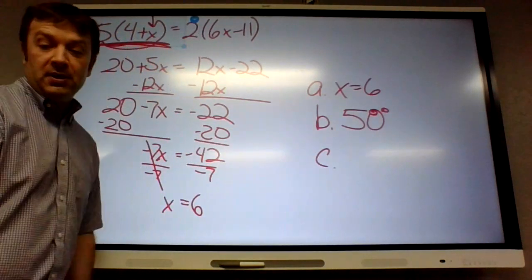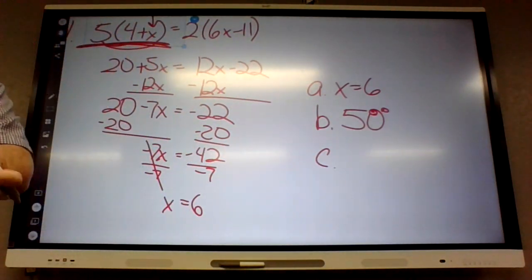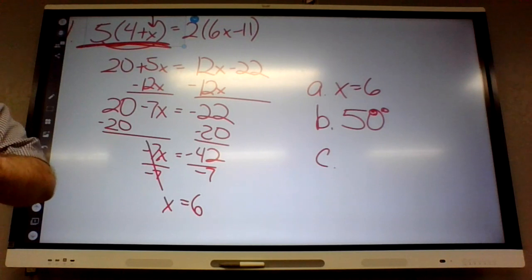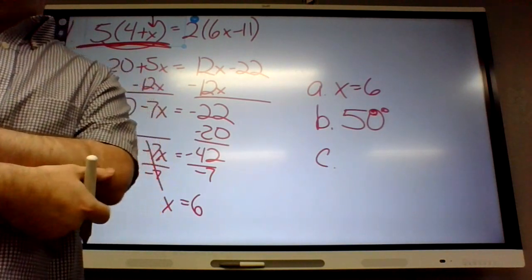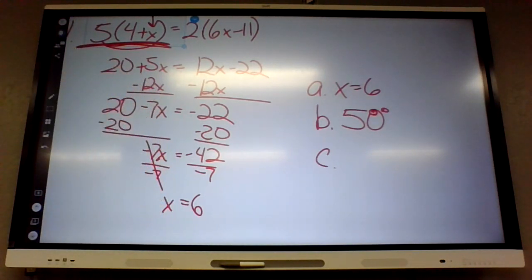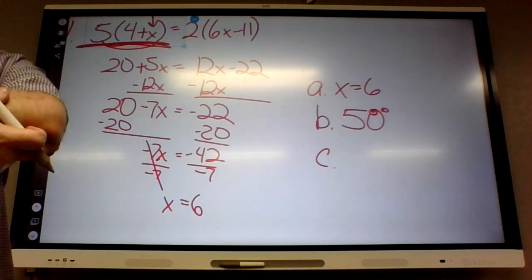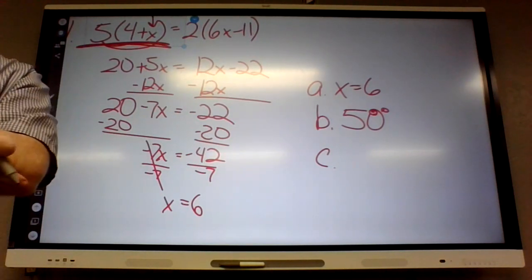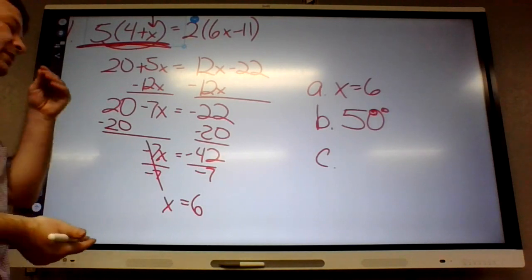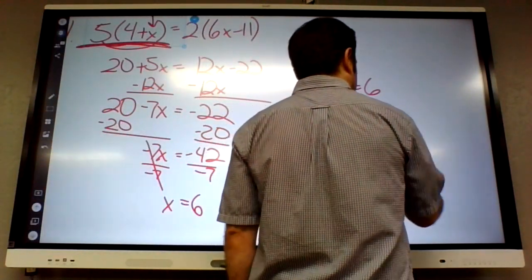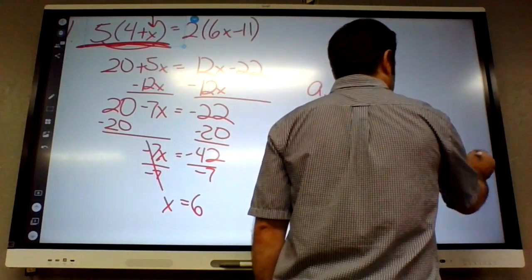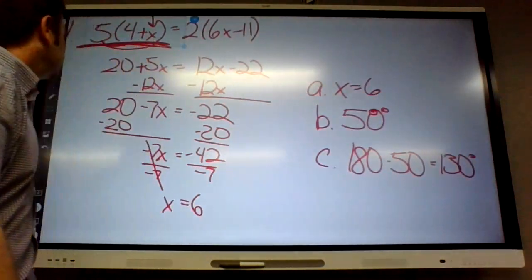All right, anyway, so on C it says find angle 1. So how are angles 4 and 1 related? Are they the same or something? Well, 4 is equal to 2, which means you just do 180 minus 50. Right. 2 and 1 are supplementary, so they have to add to 180. So 180 minus 50 is 130. Yes.